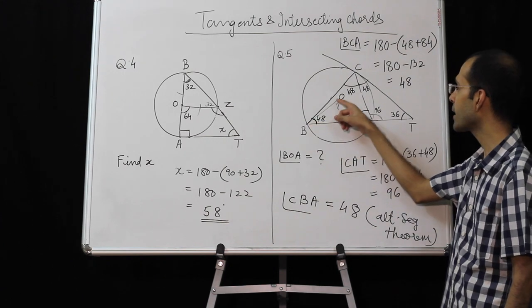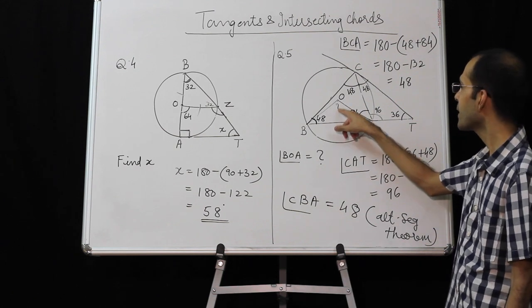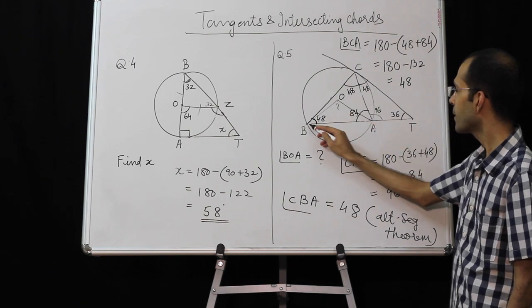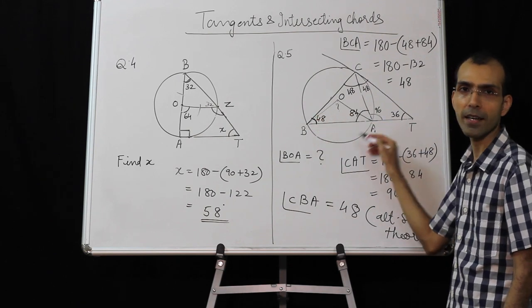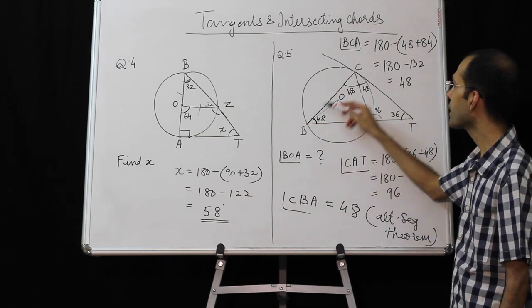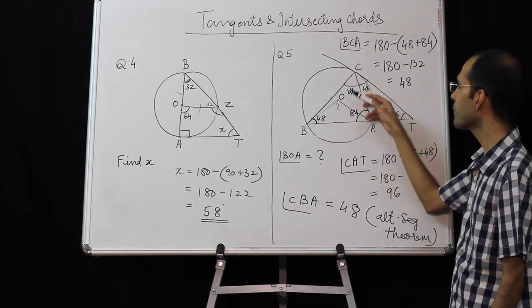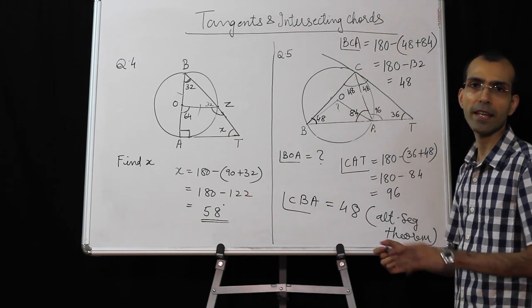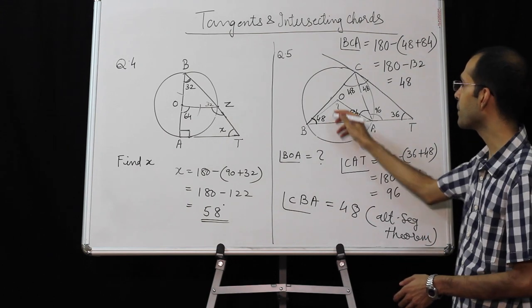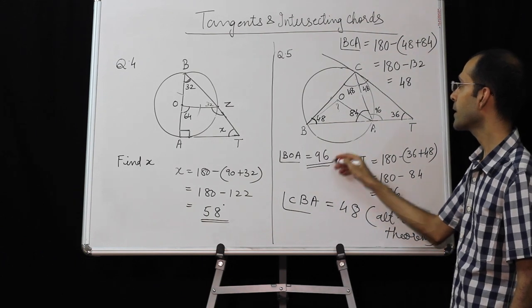Now how much would be angle BOA? Twice of it, because angle at the center is twice the angle at the circumference. Observe angle BOA. BA is the mouth of the arc. Then look at angle BCA. What is the mouth of the arc? BA. But this is at the circumference and this is at the center. So angle at the center is twice the angle at the circumference. So angle BOA will be finally 96. And we are done with this sum.